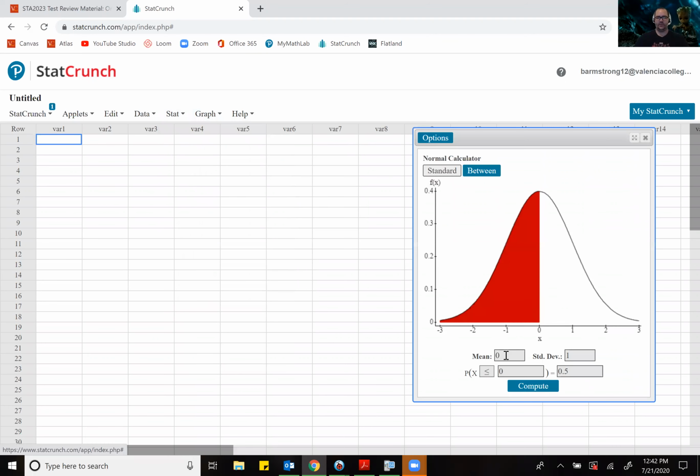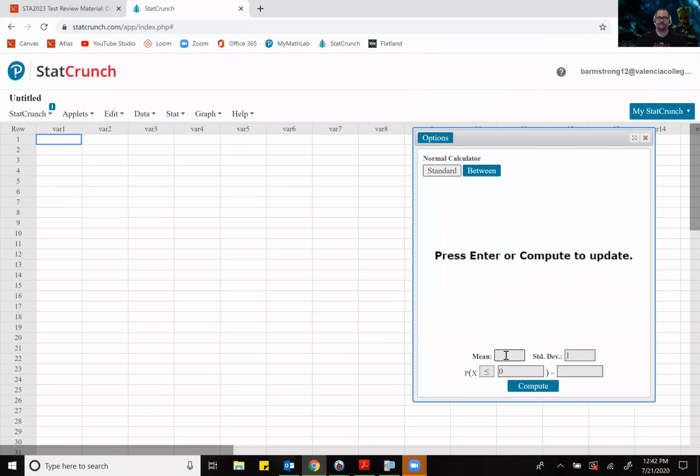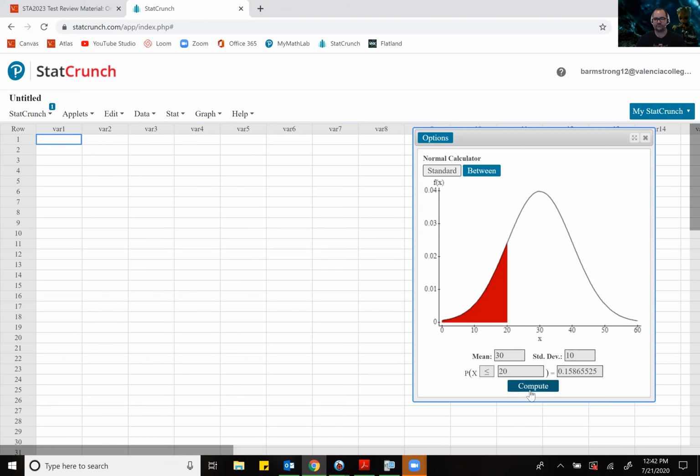All you've got to do is put in your mean, which was 30, and the standard deviation, 10, not 110. We are less than 20. Compute. There's the picture, and there's that same decimal, okay? All right, so there you go. StatCrunch and the calculator. Okay, moving on.